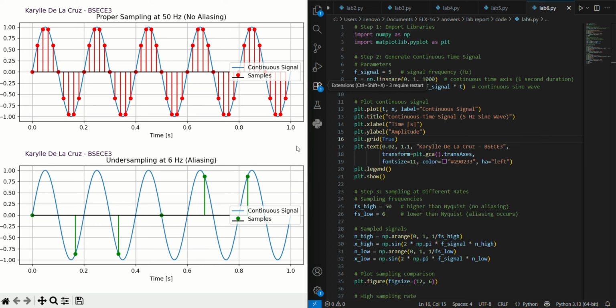When we plot it, notice how the red sampling points follow the shape of the continuous wave almost perfectly. There is no distortion, no weird shapes, and no unexpected frequencies. That is what correct sampling looks like.